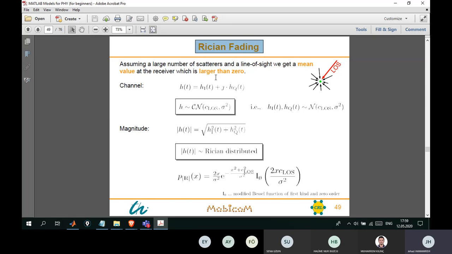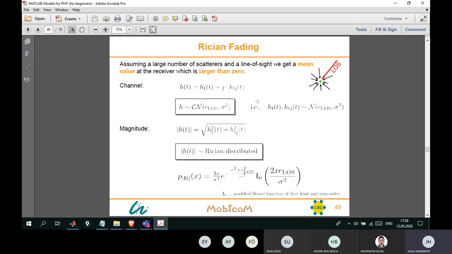Some people pronounce this word one way, some pronounce it another way. So both are used in the literature. You can use whatever you want, but whenever you hear it, you understand that there is a line of sight component. So here you go.